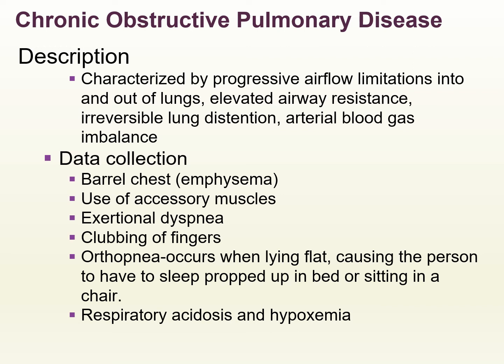COPD is progressive airflow limitation both in and out of the lungs. It's caused by elevated airway resistance and irreversible lung distension, and the patient will have an imbalance in the ABGs. These patients may have barrel chest, they may use accessory muscles, exertional dyspnea, meaning whenever they get up to do something, they get extremely short of breath, clubbing of the fingers. They have orthopnea, which happens when they're laying flat, and this can cause the person to either sleep sitting up in a recliner or sleep propped up in bed. They'll also experience respiratory acidosis and hypoxemia.